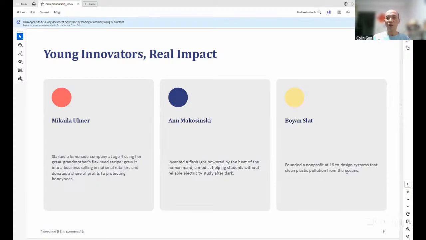Another good example to look at is a person by the name of Boyan Slat. He founded a non-profit at 18 to design systems that can clean plastic pollution from the oceans, and many more. I'm sure you guys can do better than them if you have good ideas and you are persistent and you are resilient. Yeah, next.